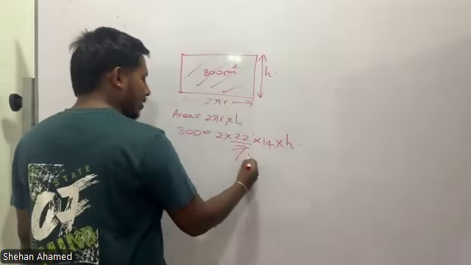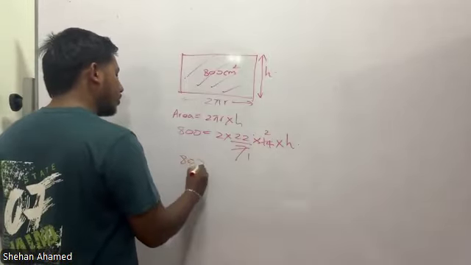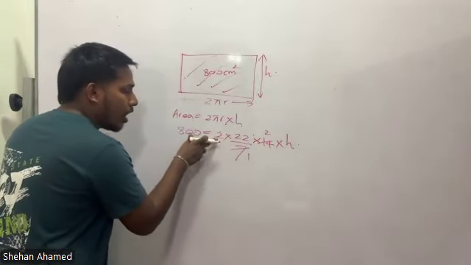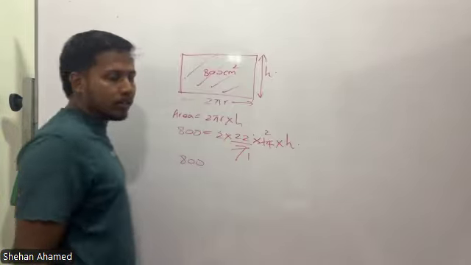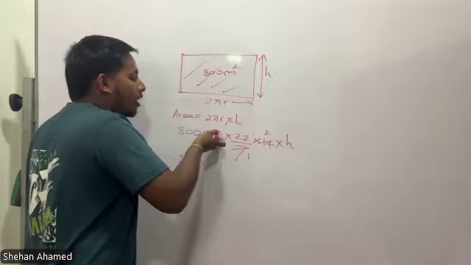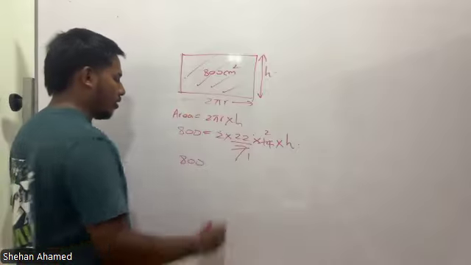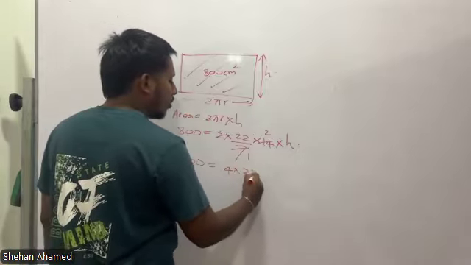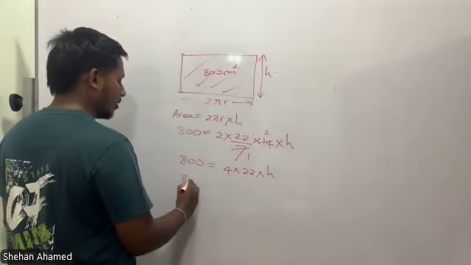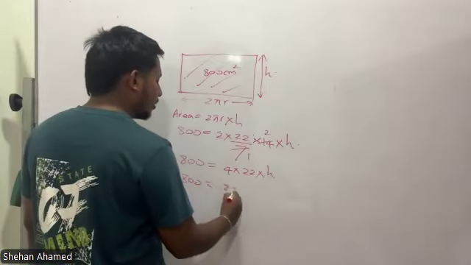Okay, 7 times 1 is 7. 7 times 2 is 14. 800 is equal to 2 times 2, the answer is 4. Now look carefully. What did I do? I multiplied 2 by this 2. It's not a problem. It's not a strict rule that you have to multiply 2 by 22. You can multiply 2 by this number. 2 times 2, 4. Okay. 4 times 22 into h. 4 times 22, the answer is 88. 800 equals 88h.